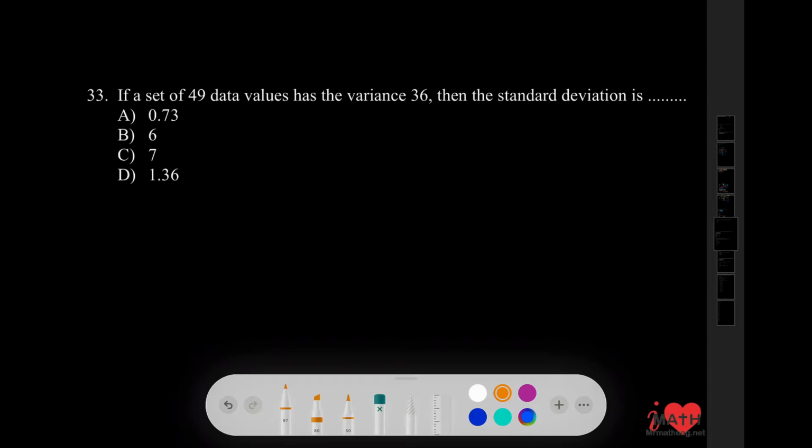Okay, 33, if the set of data of 49 data values, n equals 49, has a variance of 36. So variance, I'm going to write this out, equals 36. Okay, now variance has an abbreviation. If you look back at your formula sheet, it is the standard deviation squared. Let's make sure you know that. That represents standard deviation.